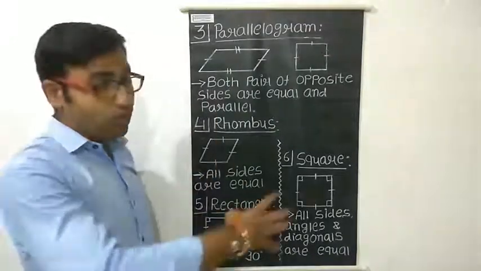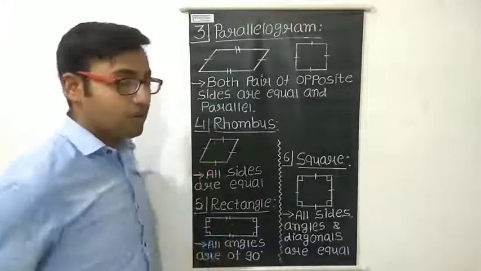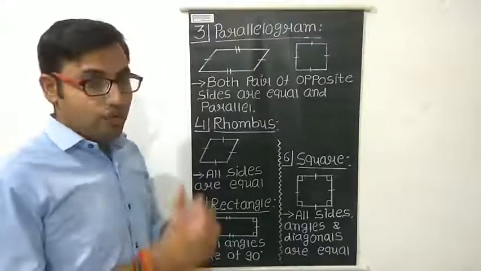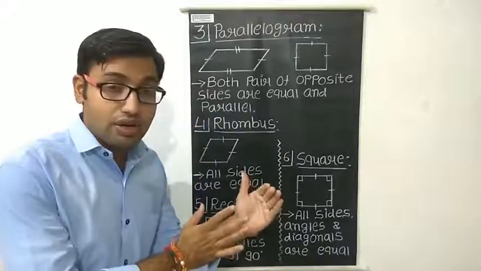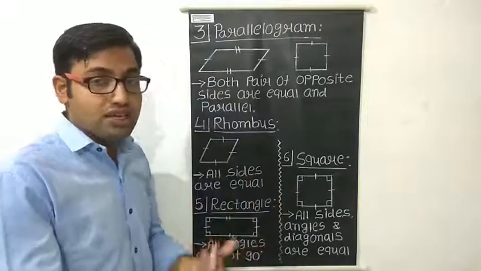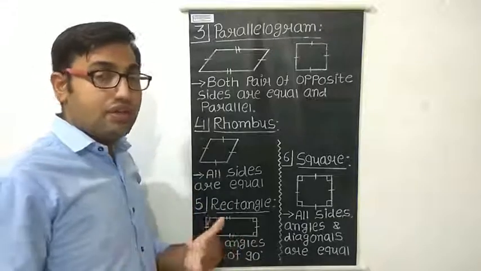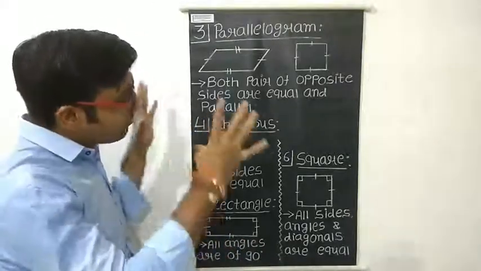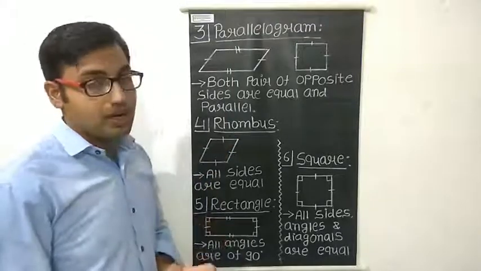Correct? So this is all about the introduction and the basic properties of the quadrilaterals. In the next lecture, whenever we study one particular quadrilateral, we will also study its diagonals, and we will also study whether it has any other kinds of properties. So this is the basic concept of quadrilaterals, the types of quadrilaterals.